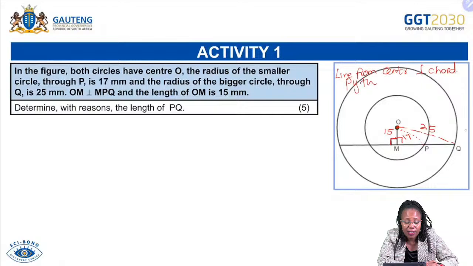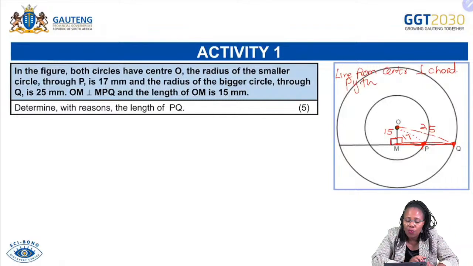Then the question says, determine with reason the length of PQ from here to there. That means, grade 12, if you can calculate the whole length of the bigger triangle and then the length of MP in the smaller triangle, you can say bigger minus smaller, then you'll be left with PQ. So you need to analyze your questions before you answer.